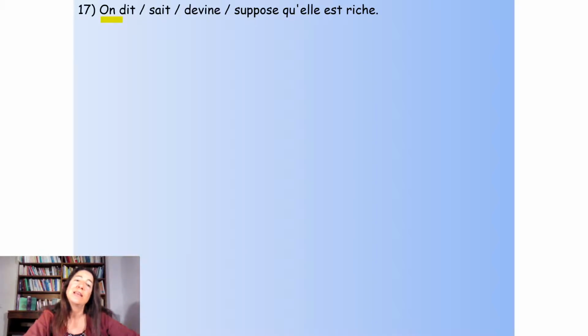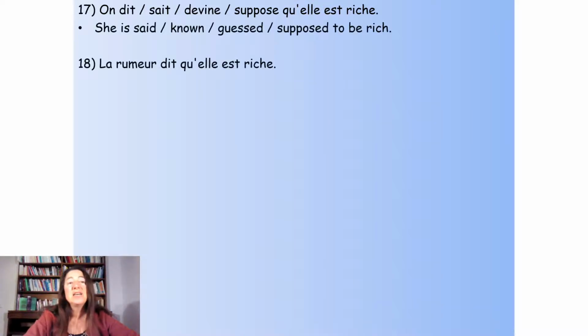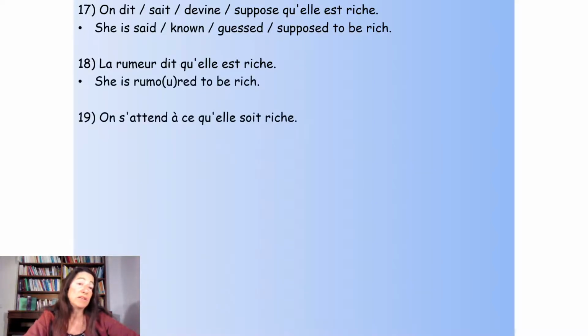So let's take again the object of the active voice sentence to turn it into the subject of the passive voice sentence, which will be she is said to be rich, she's known to be rich, she's guessed, supposed to be rich, and so on and so forth. So we can change the verbs here, and there's even a verb rumor in English. So we can say she's rumored to be rich with a U in British English and not in American English.